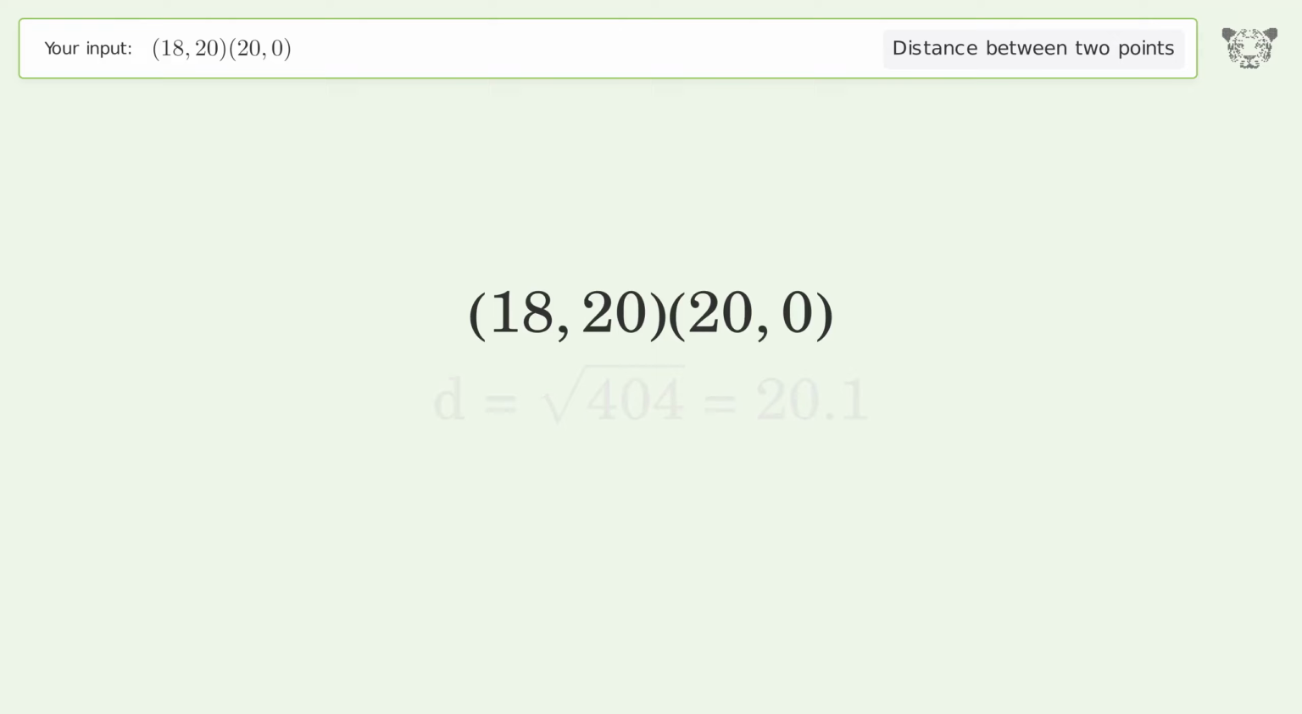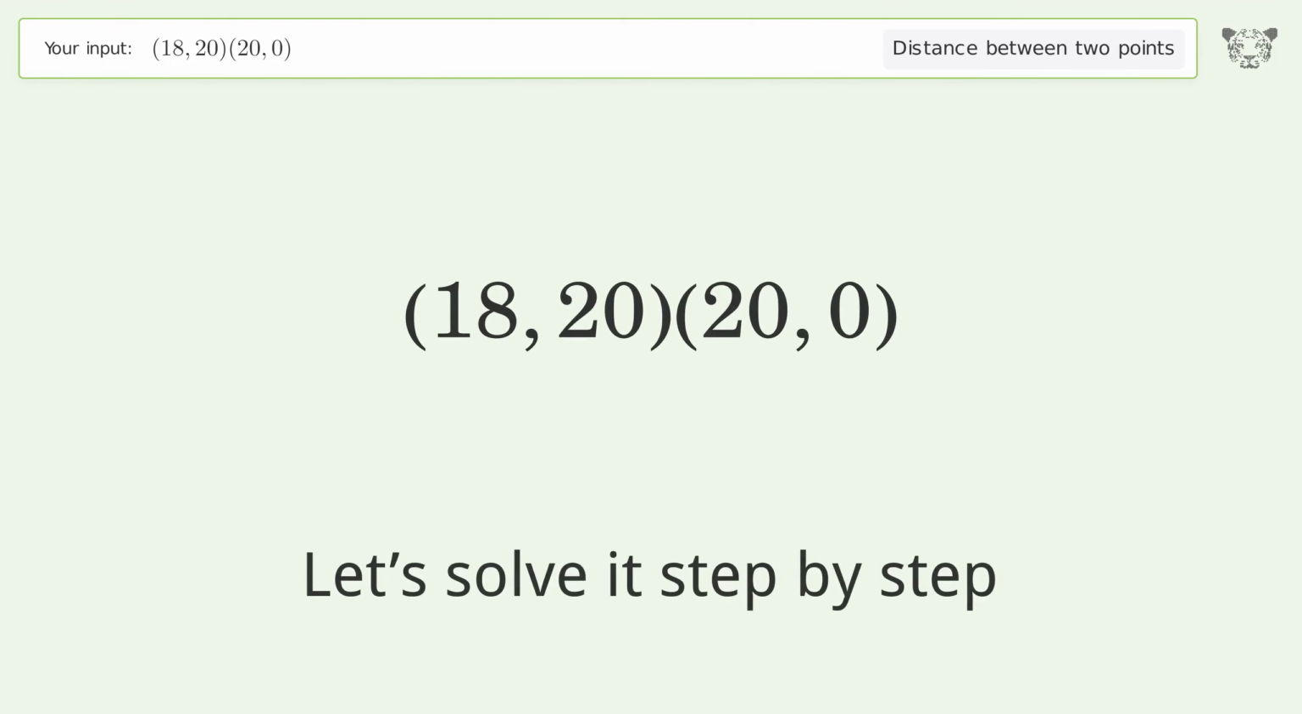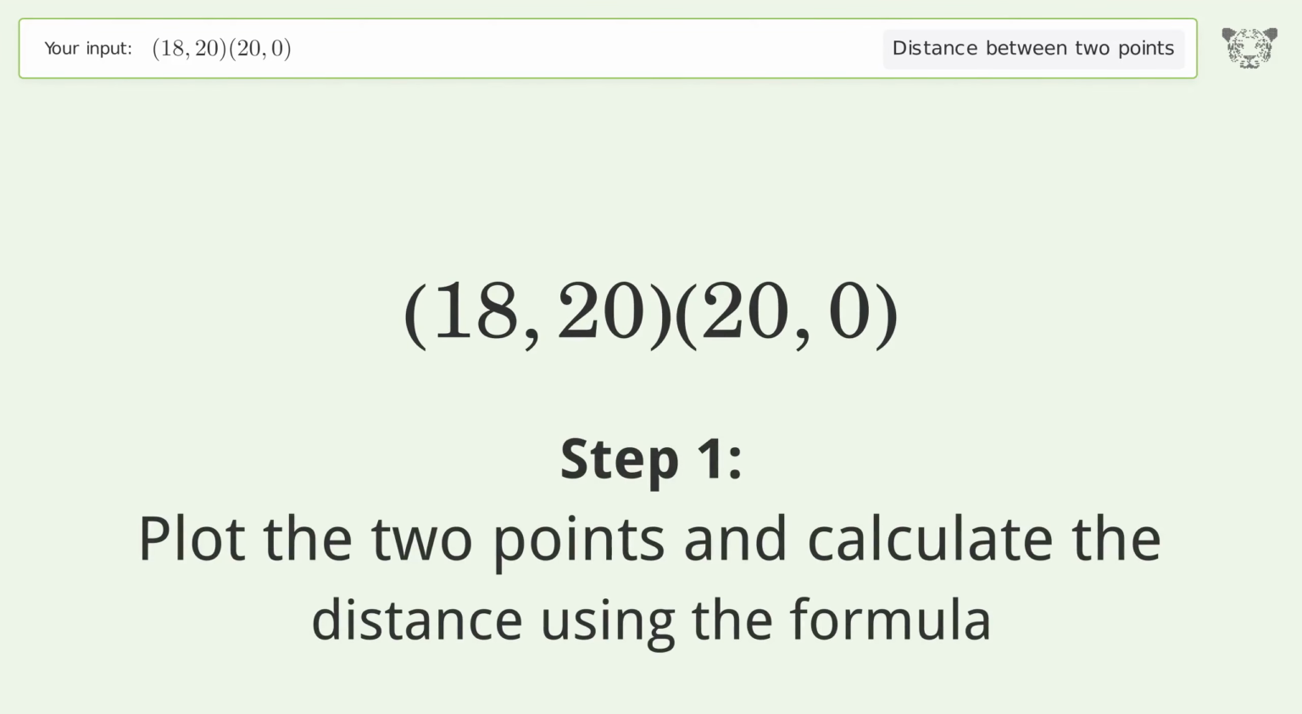You ask Tiger to calculate. This deals with the distance between 2 points. The distance between the 2 points is the square root of 404, or 20.1. Let's solve it step by step. Plot the 2 points and calculate the distance using the formula.